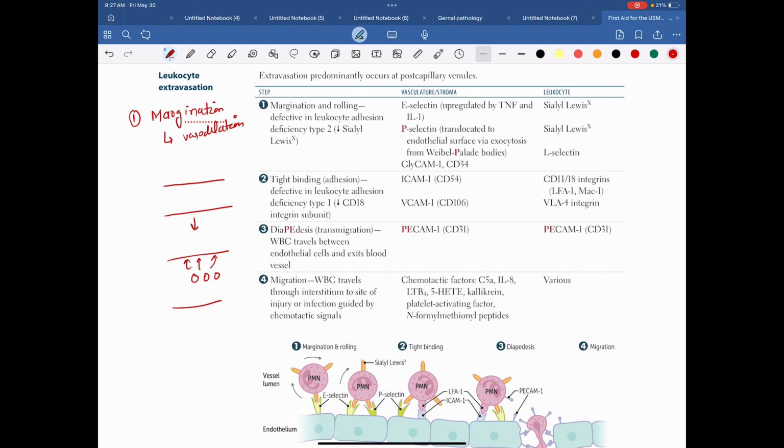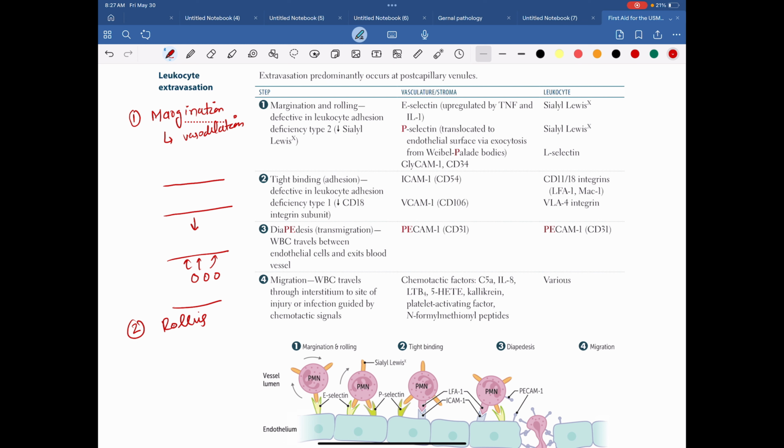What is margination? Basically, during the inflammation, there is a vasodilation, and that vasodilation slows the blood flow in the postcapillary venules. When the blood flow becomes slow, the cells which are present in the center of the blood vessel will move to the periphery. This is the first step in the neutrophil arrival or in the leukocyte extravasation. Then after that there is the second step, that is the rolling.